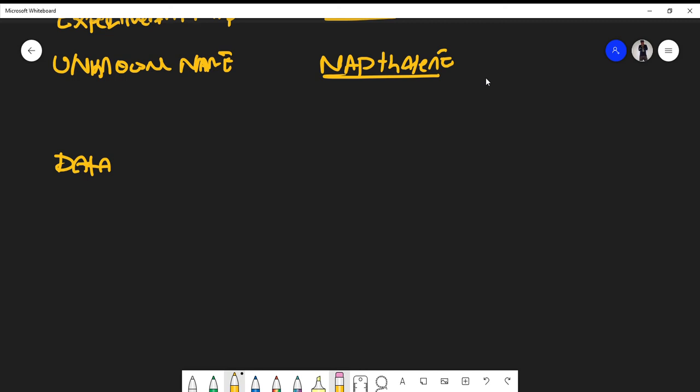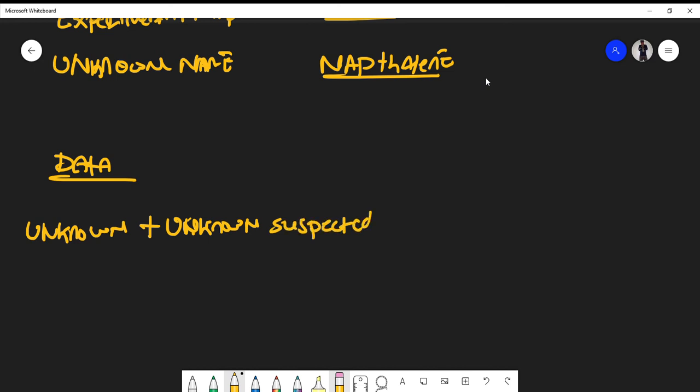And this is something you usually do with solids. I mean, you could do it with liquid as well, but usually a distillation will really tell you what you have. All right. So the idea here in your third data table is you're gonna take your unknown plus the unknown suspected. So the unknown suspected is what you suspect.